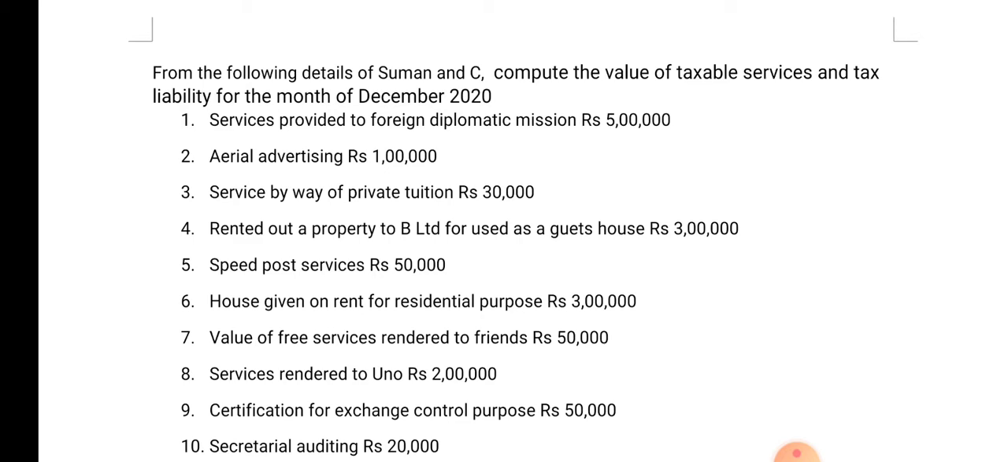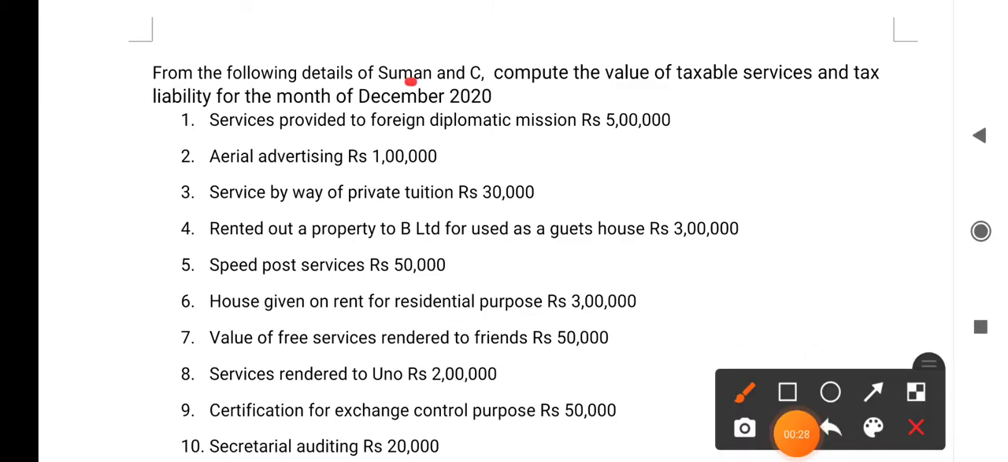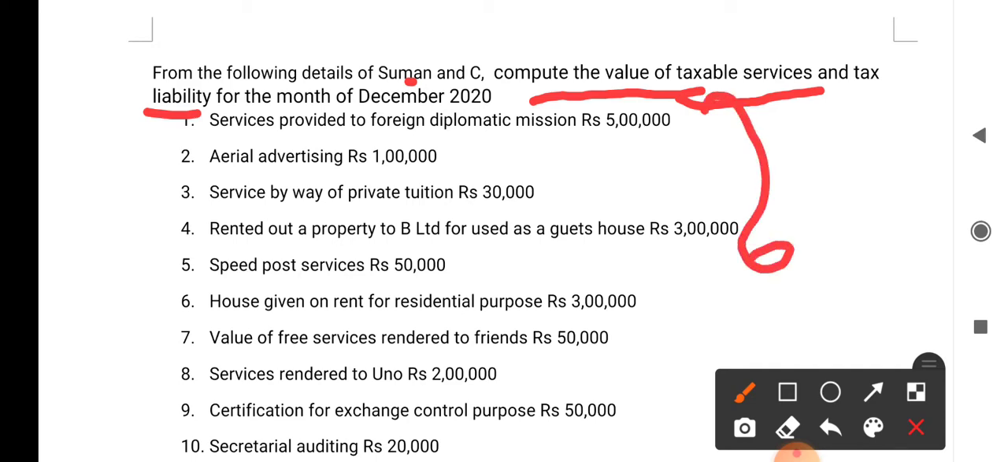Okay? So, here it is given: from the following details of Mr. Suman, compute the value of taxable services and tax liability for the month of December 2020. Here the list of transactions regarding supply of services are given. We have to identify whether that particular service is taxable or exempt.